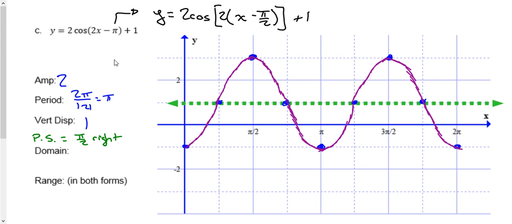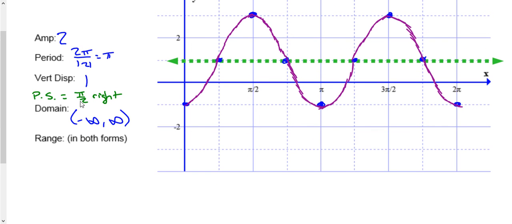So let's talk domain. How far left and right are we going? And of course, our domain is always from negative infinity to positive infinity. That's going to be our domain. And our range in both ways, the lowest and highest we're going to go. The lowest is at -1 here. The highest looks to be at +3. So let's write that in interval, which is between -1, +3.